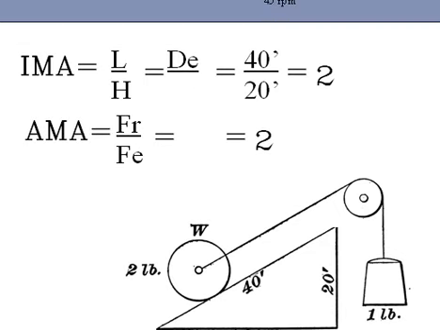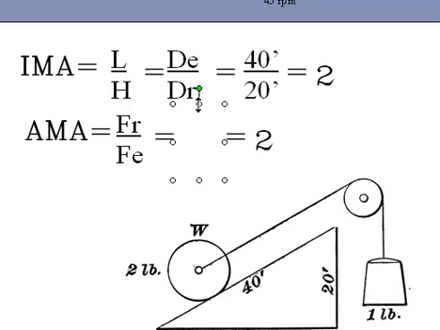So in this problem, we're confused. We don't know which one is f of r and we don't know which one's f of e. What we do know is we started out with IMA. We knew the length was 40. We knew the height was 20. So we went ahead and calculated d of e over d of r, 40 over 20, 2. Had a mechanical advantage of 2. So in this equation right here, this is how much we know.